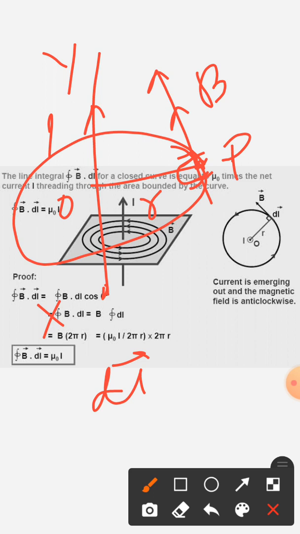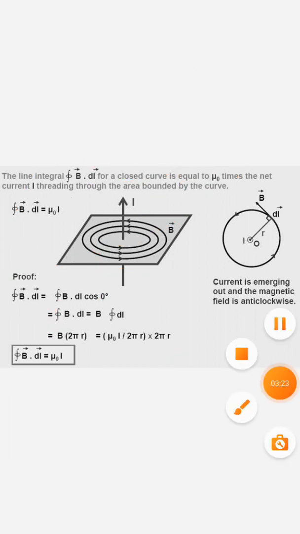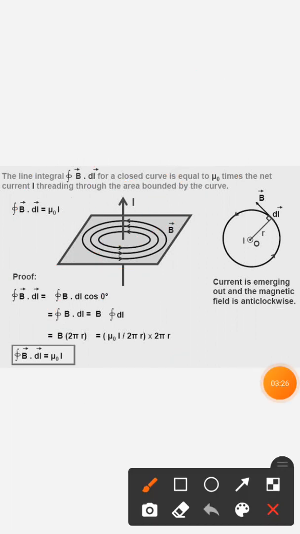So whenever we apply Ampere's law, then what will happen, the integration B dot dl equals the closed path integration B dl cos 0. Cos 0 means that the angle between the magnetic field and the curve taken under consideration is equal to 0.